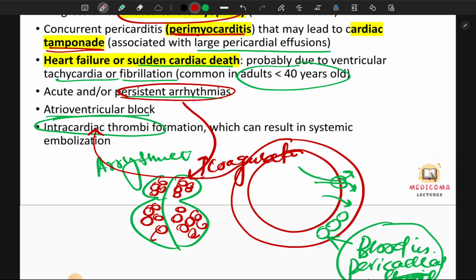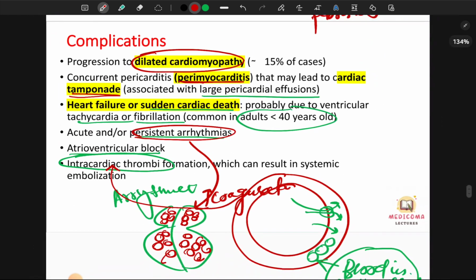If it occludes the coronary artery, it leads to myocardial infarction. If it blocks the pulmonary circulation, and it can also cause mesenteric ischemia. So these are the few complications we discussed about in myocarditis.